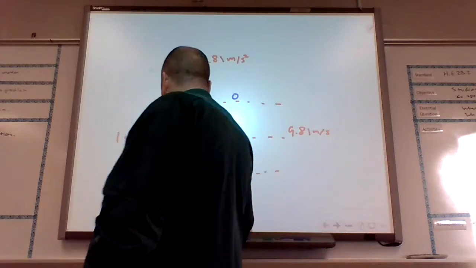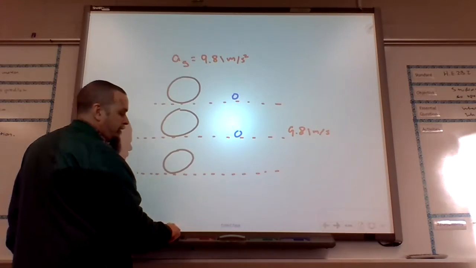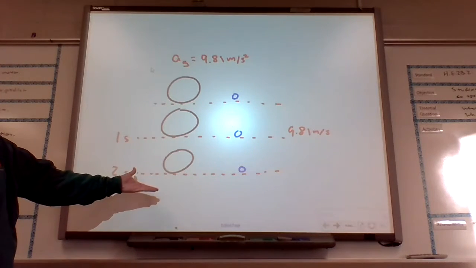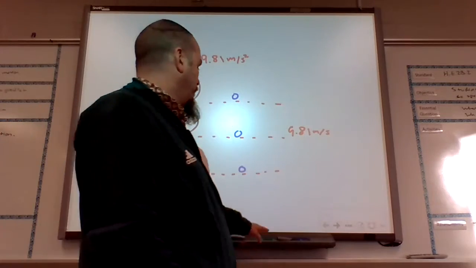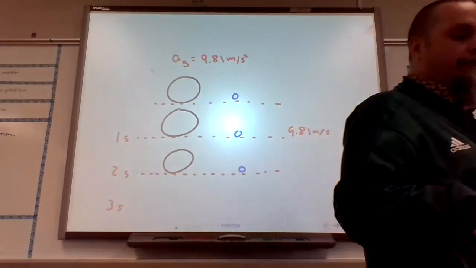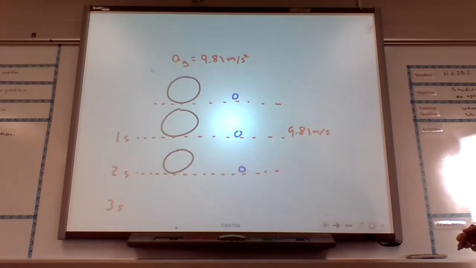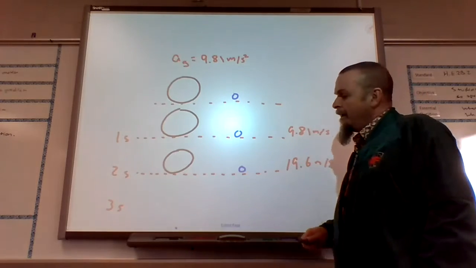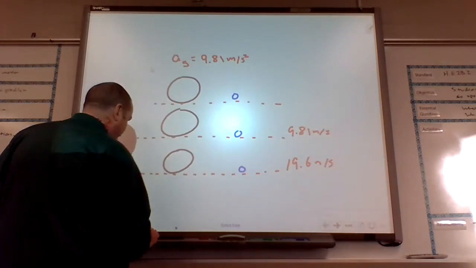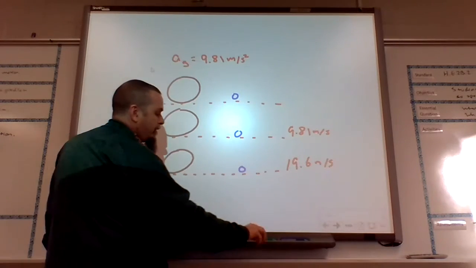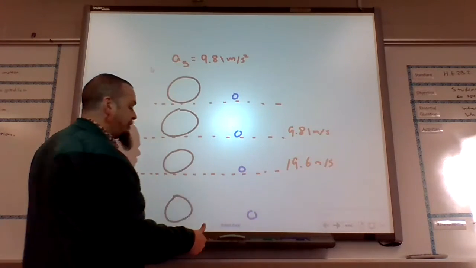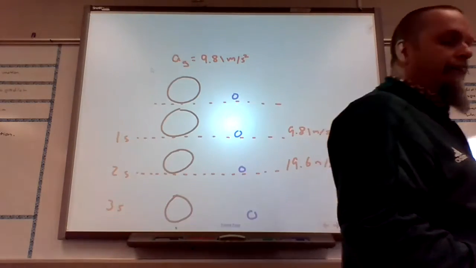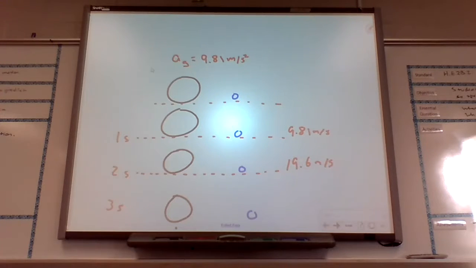After second number 2, the big object would be here, the small one would be there. They will have fallen the same distance, and they will again both have reached the same velocity. They'd both be traveling at about 19.6 meters per second. And again, if it takes 3 seconds to get to the ground, the big object and the small object would hit the ground at the same time, having traveled the exact same distance, and they would hit the ground going the exact same speed.